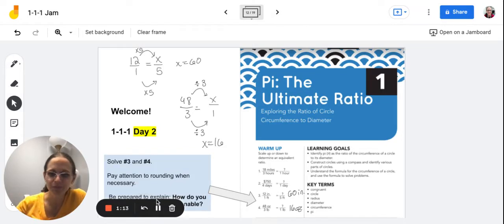Very good. Since you've hit play again, that means you're ready to go on. Let's just review our learning goals. We're identifying pi as the ratio of circumference to diameter. We're drawing and labeling some circles, and we really today are going to focus on understanding the formula for circumference and using it to solve problems. And we went over these key terms yesterday.